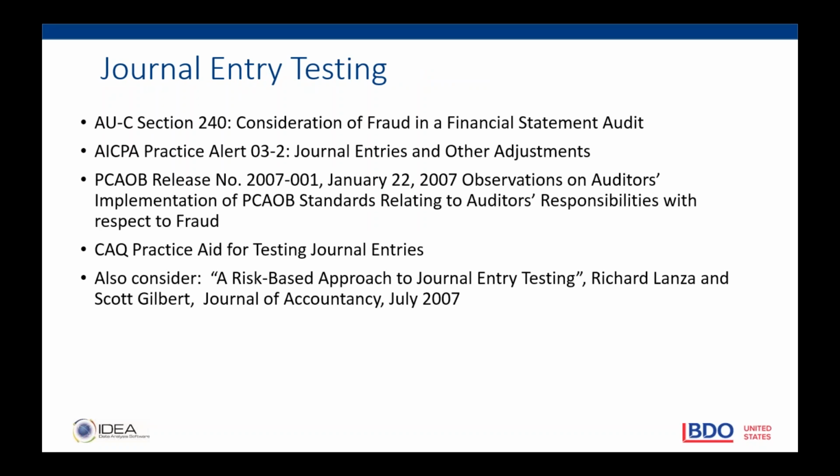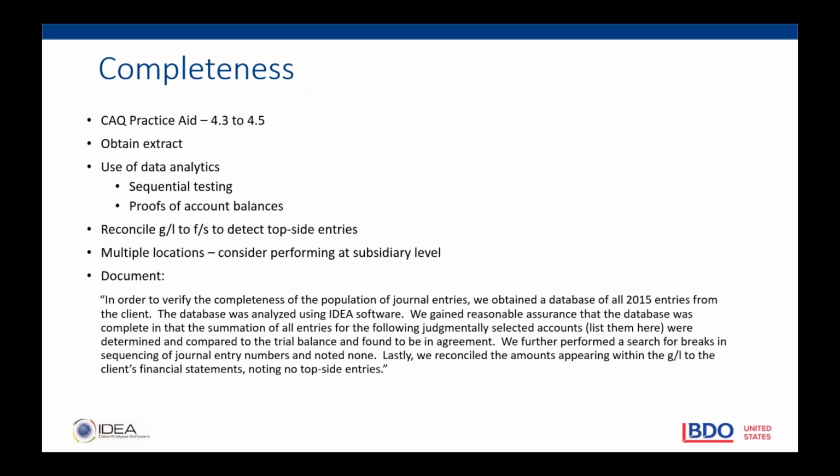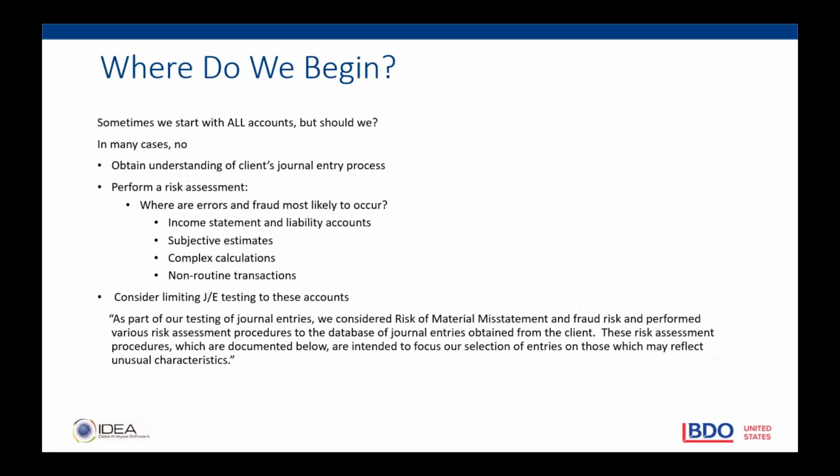So again, we did talk about some journal entries. I did want to point out that there are some other reference materials that may be useful for you. You perhaps can do a search on these and get these great examples of what to do for journal entries. Again, here's a little bit of analysis on completeness for journal entries. You will get challenged on the completeness by your regulators and inspectors, so you need to pay attention to the completeness of the population. So where do we begin on journal entries?